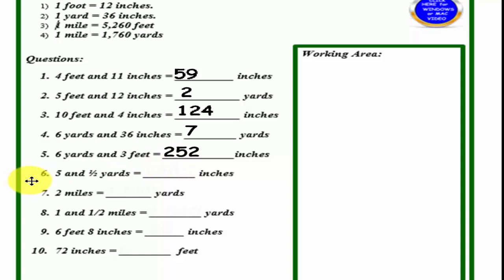Number 6. Here we have 5 and 1/2 yards is equal to how many inches? Well, 5 yards, right? We're going to have to multiply that times 36. That'll be 180, plus half of a yard is 18. Add those two together, and we end up with 198 inches.